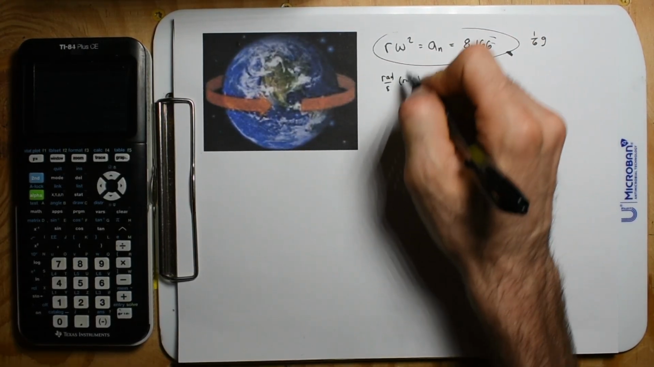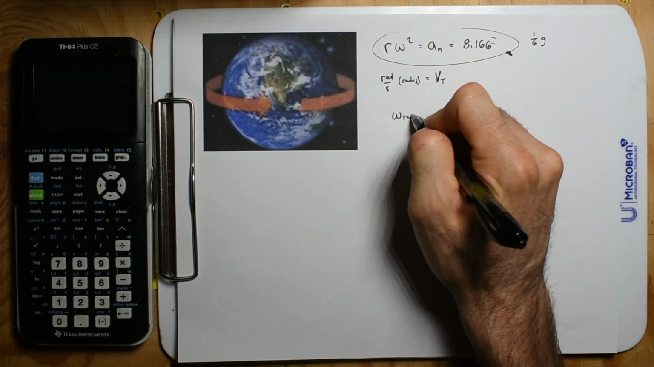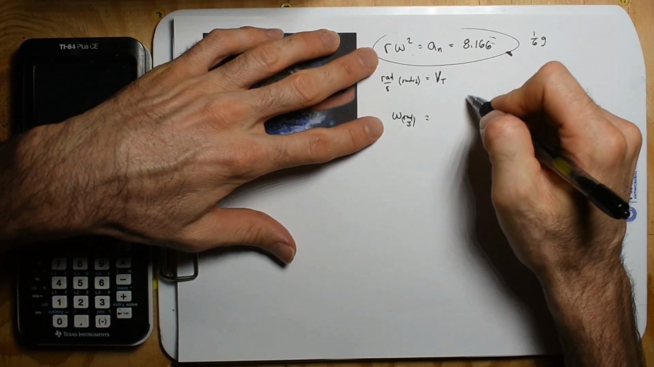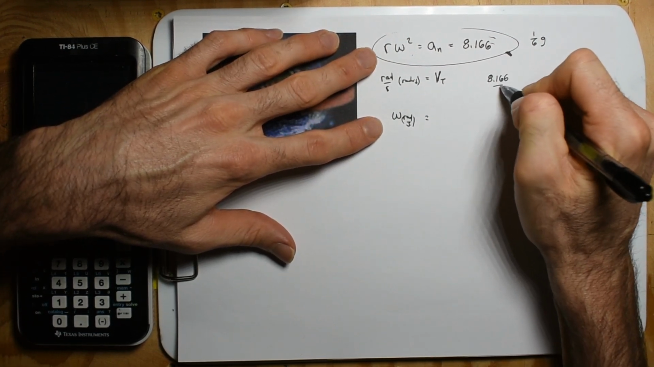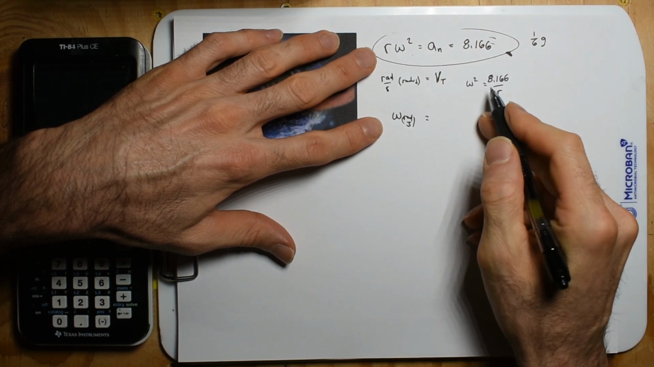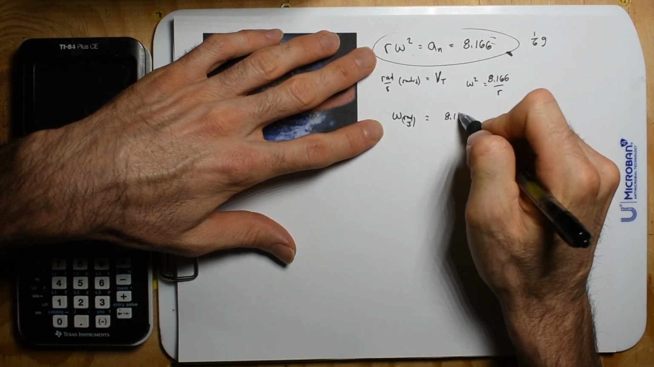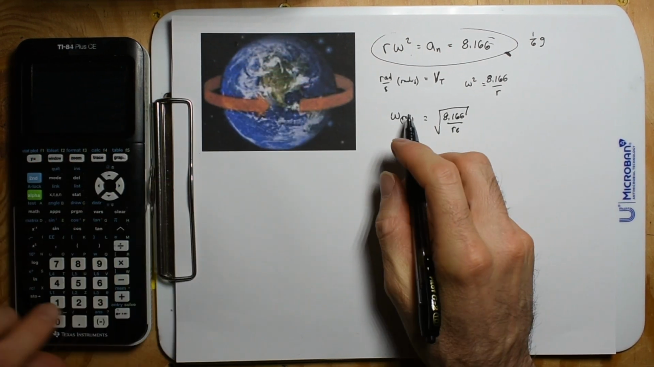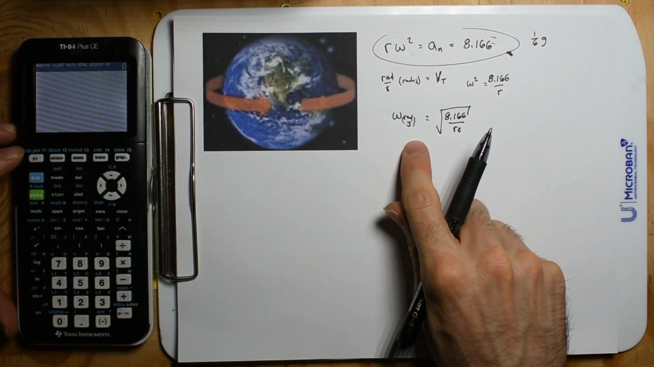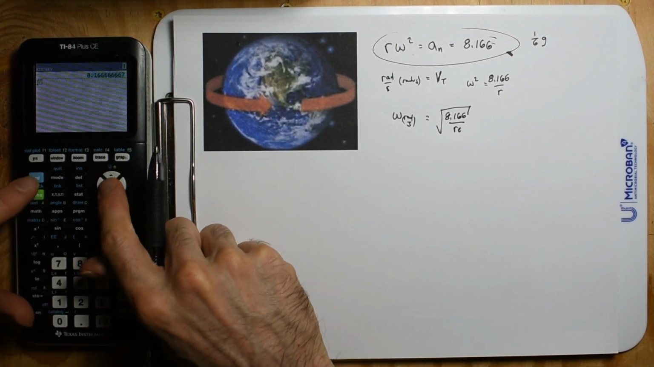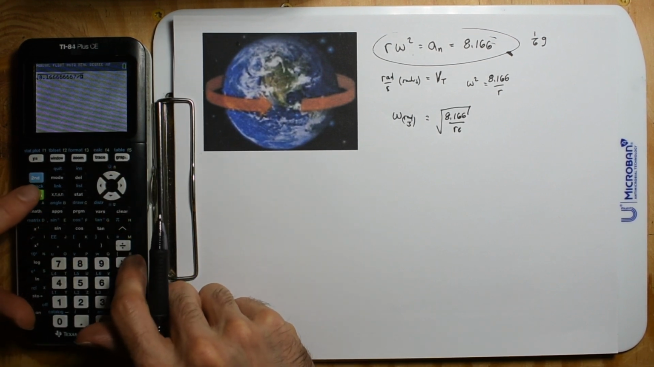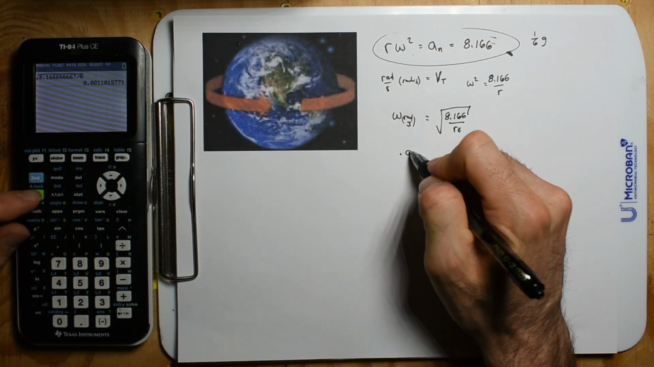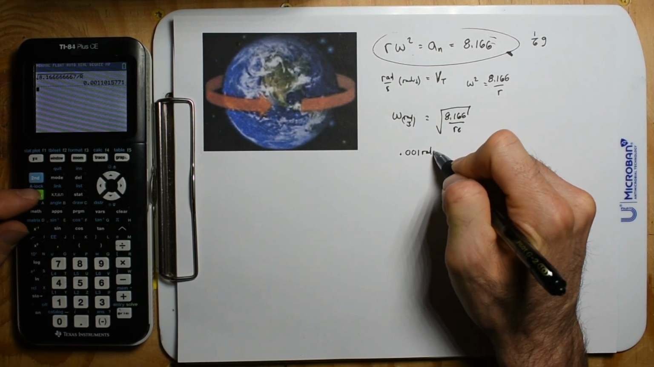So just from this equation, we can find the radians per second, the angular velocity we need. We're going to have this 8.166 divided by r, that's going to be omega squared. So we take 8.166 divided by the radius of the Earth, square root of that, and now we have our angular velocity. So we got the square root of that divided by the radius of the Earth, and we have about 0.001 radians per second.